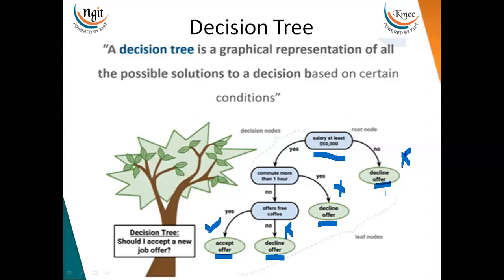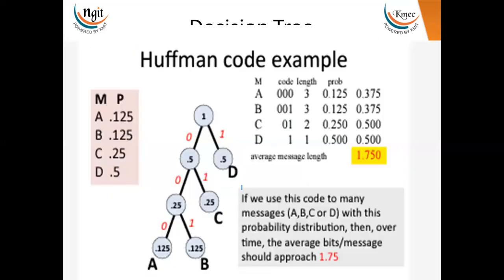As you can see, there are two options, accept or decline, which means it is a binary classification. Even each node is having only two branches, which also means binary classification.